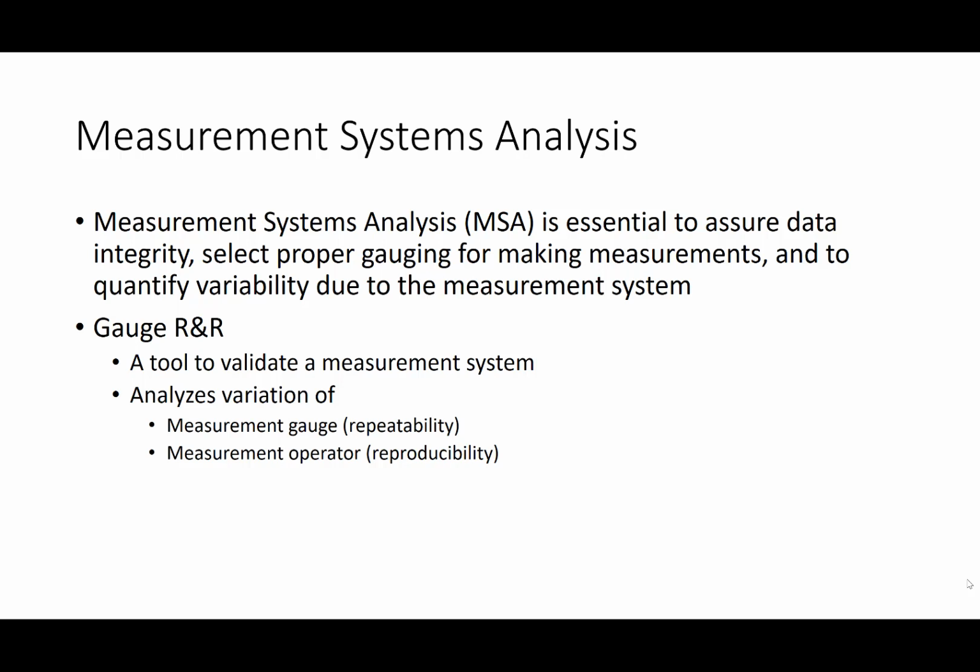Essentially, repeatability would be if one person measures the part several times, how consistent would their results be? Reproducibility would be if one person measures it and then another person measures it and another person measures it, how consistent is it from person to person?